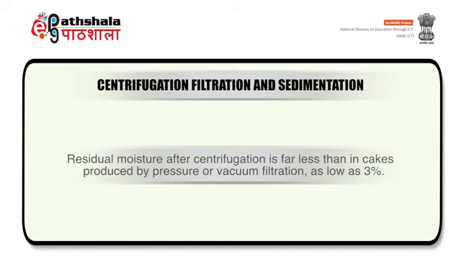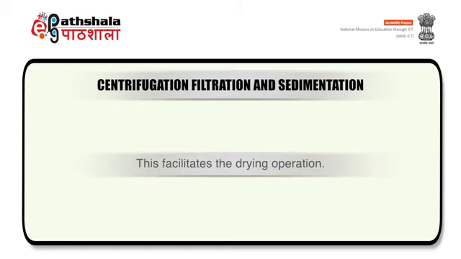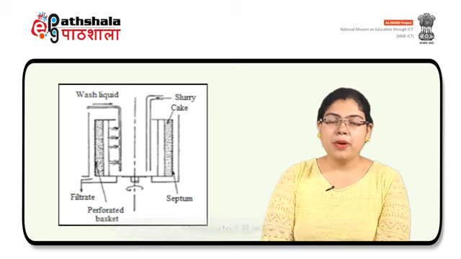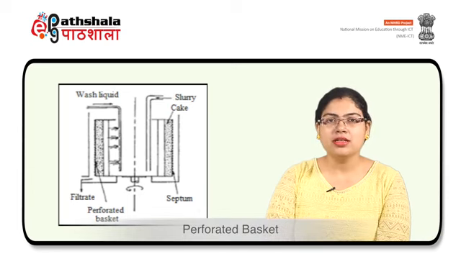Residual moisture in cakes after filtering centrifuges is far less than that produced by pressure or vacuum filtration. It is as low as 3%, so it facilitates the drying operation. Filtering centrifuges are widely used for separating granular products from liquors, but are less effective for concentrated slurries containing smaller particles. Perforated basket, as shown on the screen.